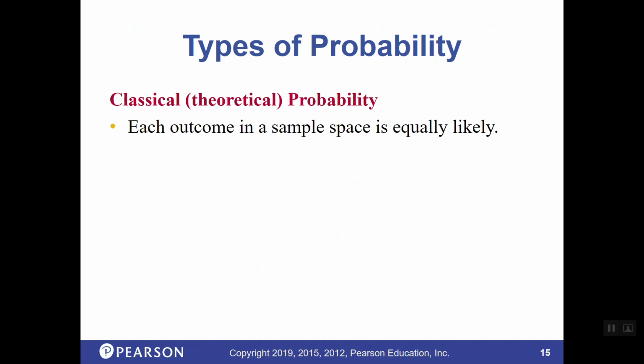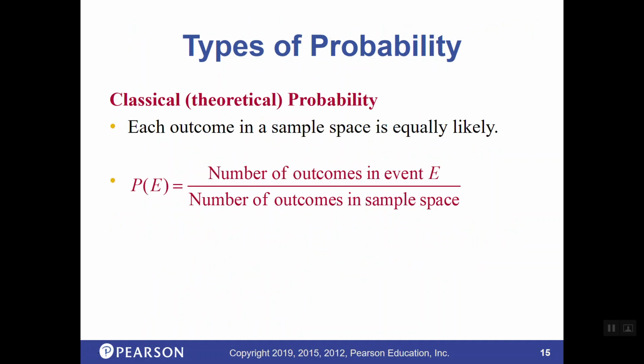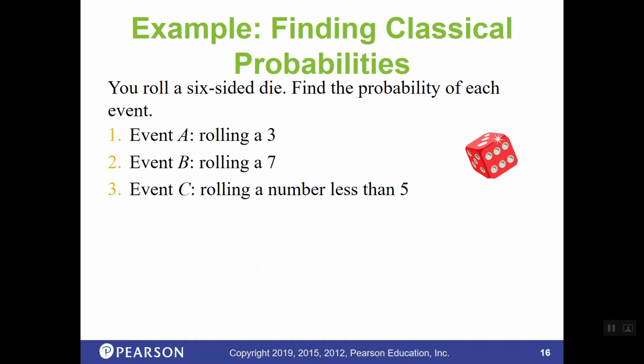Types of probability. The first one is classical, and I call this the book one, the big book version of it. This is based on theory, so it's theoretical probability. Each outcome in a sample space is equally likely to occur. For instance, the probability of an event will be the number of outcomes in that particular event divided by all the possible outcomes in the sample space. So here is an example to find classical probability.